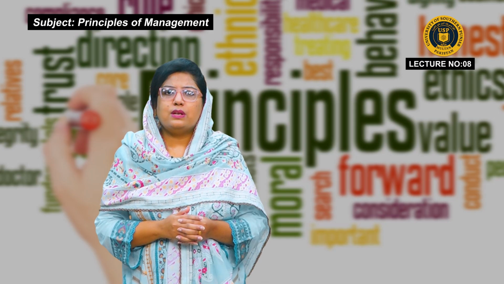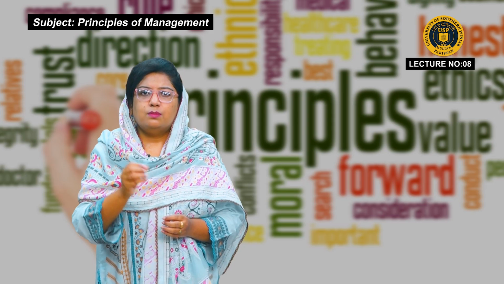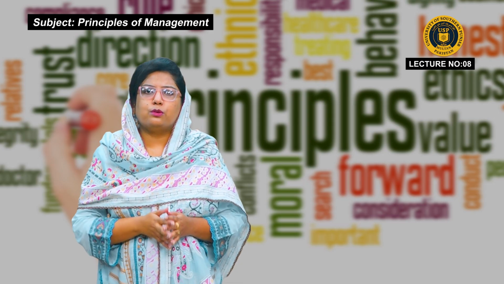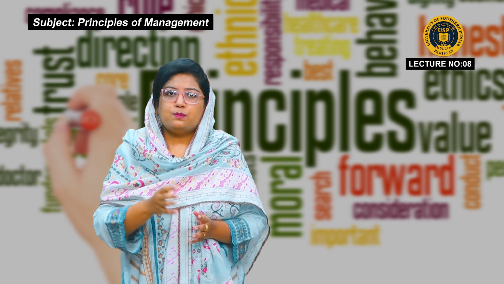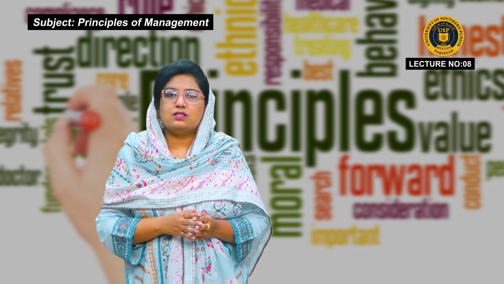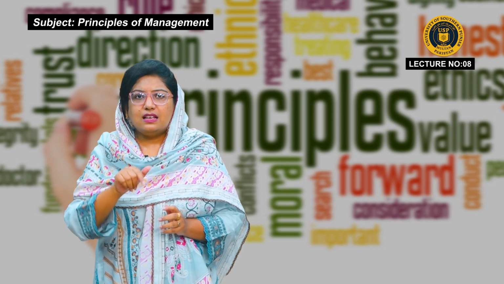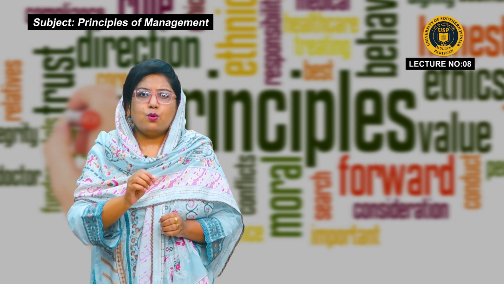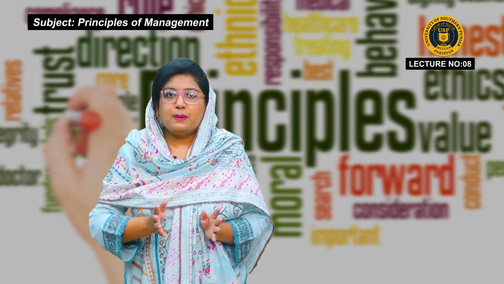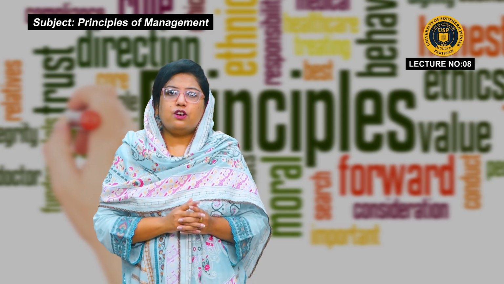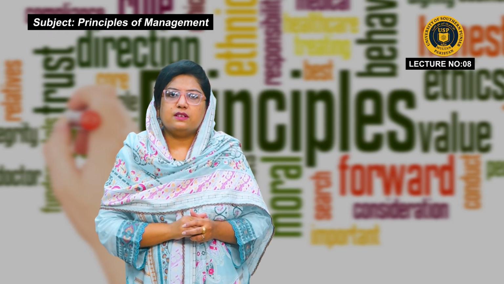So, if we summarize today's lecture, we explored how managers make decisions through rational, bounded rationality models and intuitive approaches. And we also learned about common biases that must be avoided. We also looked at the advantages and disadvantages of group decision making. The key takeaway is that decision making is both art and science. Good managers are not those who never make mistakes, but those who are aware of their biases, use appropriate decision making models, and learn from their past experiences.